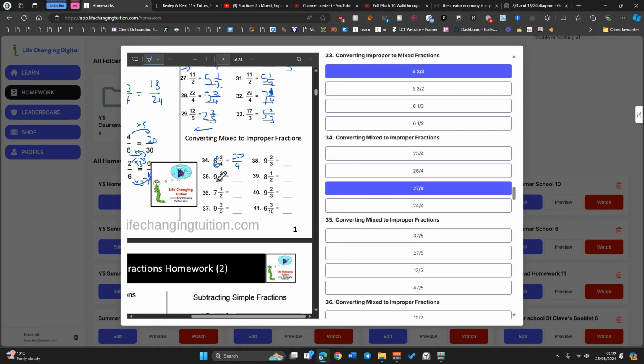Question 35, 9, 2 over 5. So 5 times 9 is 45, add the 2 is 47, and we keep the denominator the same, 47 over 5.